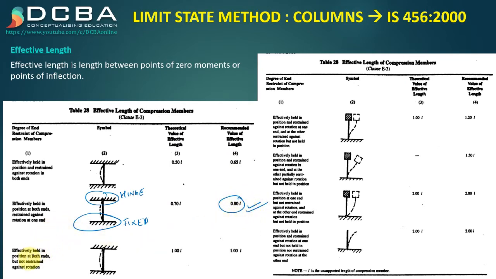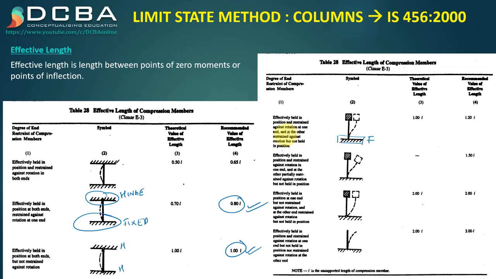Next one, effectively held in position at both ends but not restrained against rotation. So both ends can rotate but they cannot move. So this is a hinge, this is also a hinge, and the theoretical value is 1 times the unsupported length. The recommended value is also 1 times the unsupported length, that means the total full length. Next case is effectively held in position and restrained against rotation at one end. So this end is fixed.